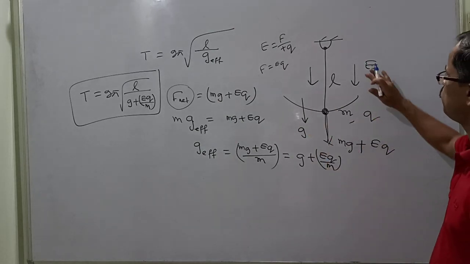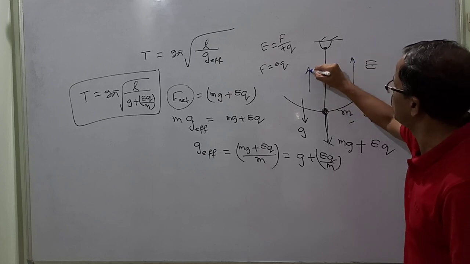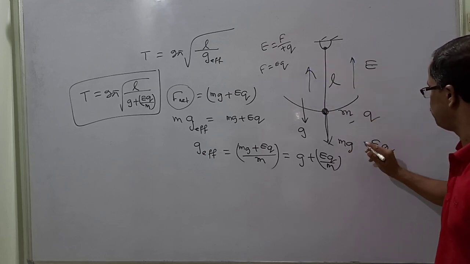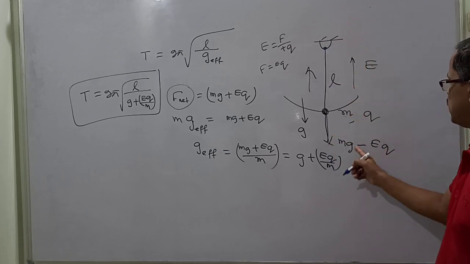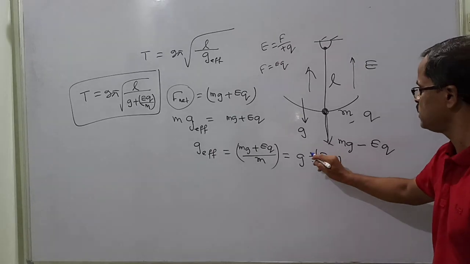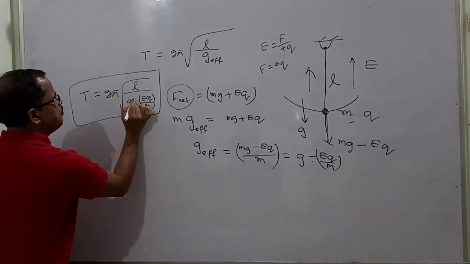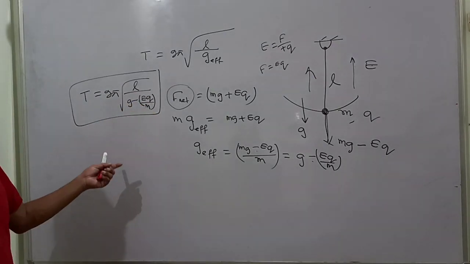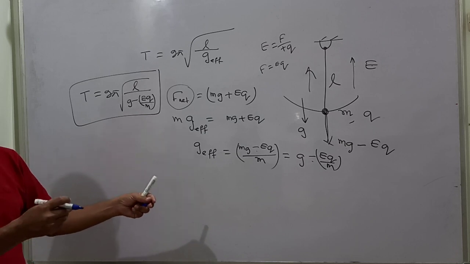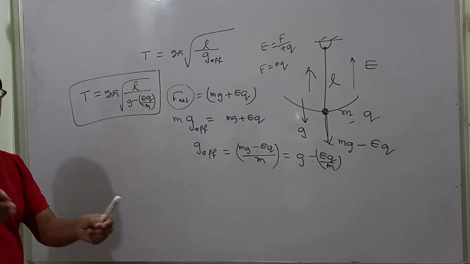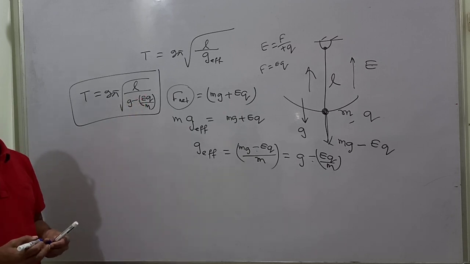Second case, if E is upward, then this force will be upward. It will be minus because gravity is downward and the electric force is upward. So the net force will have a minus, and then the time period changes accordingly. You will say the time period may increase or decrease. The pendulum will either swing faster or swing slower. That depends upon the electric field acting on the body.